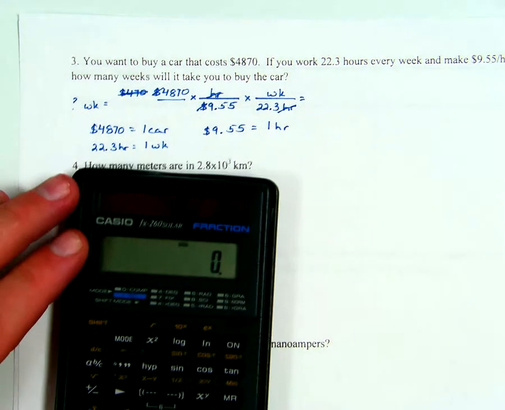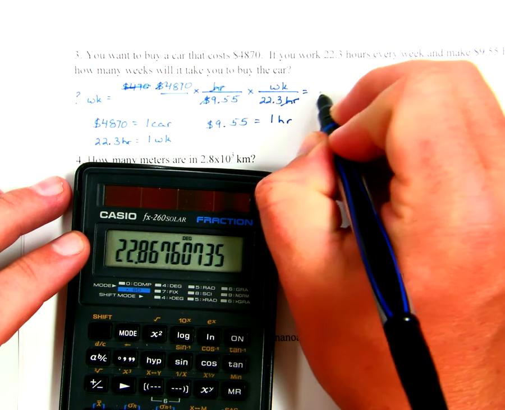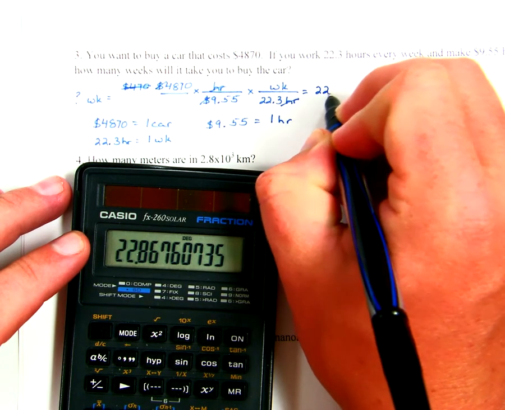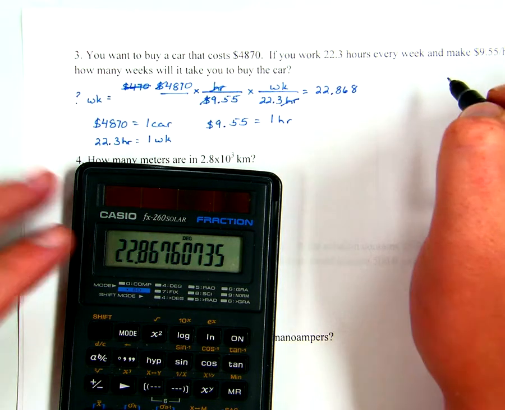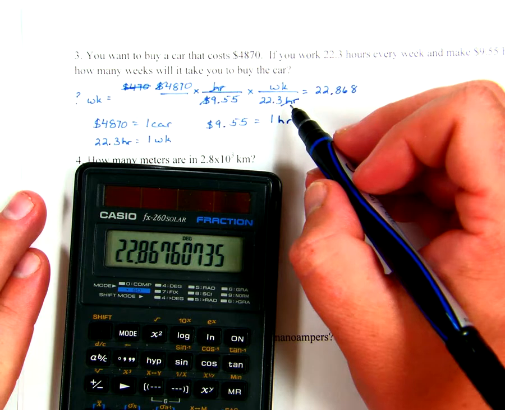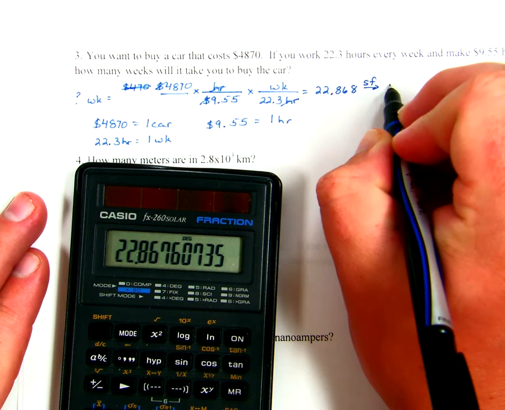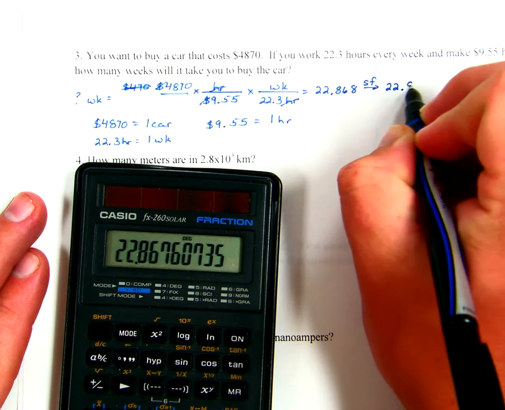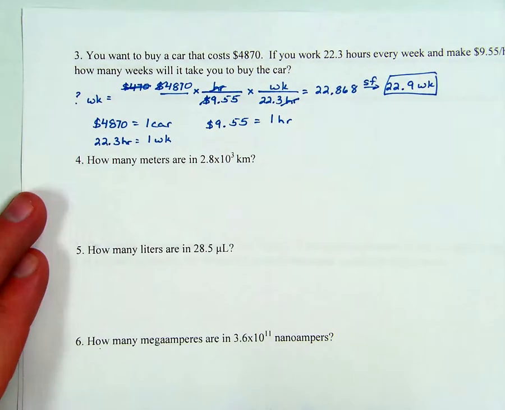So at this point, we just need to plug it into our calculator. We have 4,870 divided by 9.55 divided by 22.3. So that gives me 22.868. As far as sig figs here, your hours per week would have to be measured, so that's 3 sig figs, so I would need 3 sig figs here. So 22.9 weeks is what it would take us to buy the car.